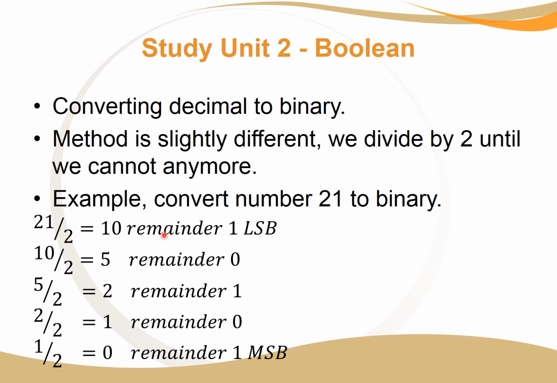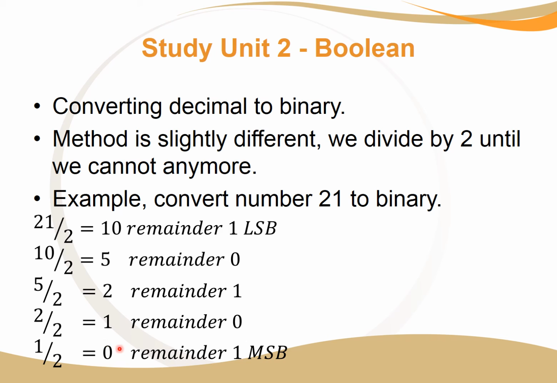Then we keep on dividing by 2. 10 divided by 2 is 5, and our remainder is 0. And then we take the 5. 5 divided by 2 is 2, with a remainder of 1. Now we have 2 divided by 2 is equal to 1, with a remainder of 0. And now we have to divide 1 by 2, which is equal to 0, with a remainder of 1.